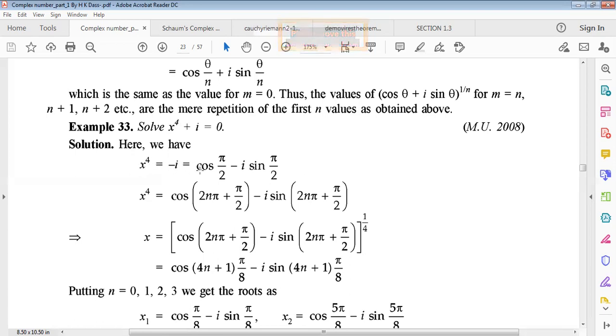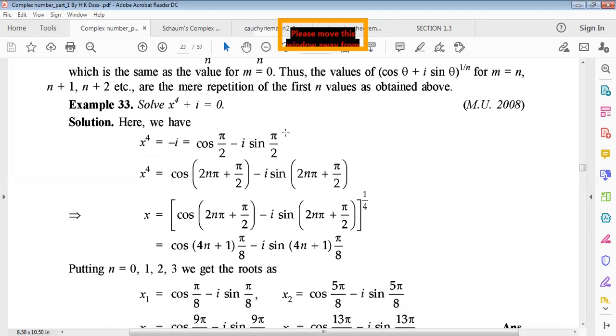This minus i can be written as cos 5π/2 minus i sin 5π/2. Cos 5π/2 means cos 90 degrees, which is 0. Remember it. Minus i sin 90 degrees, which is 1. This is why it is minus i. That means this complex number can be written in polar form like this. Now x to the power 4 equals this, just adding 2nπ with the angle.